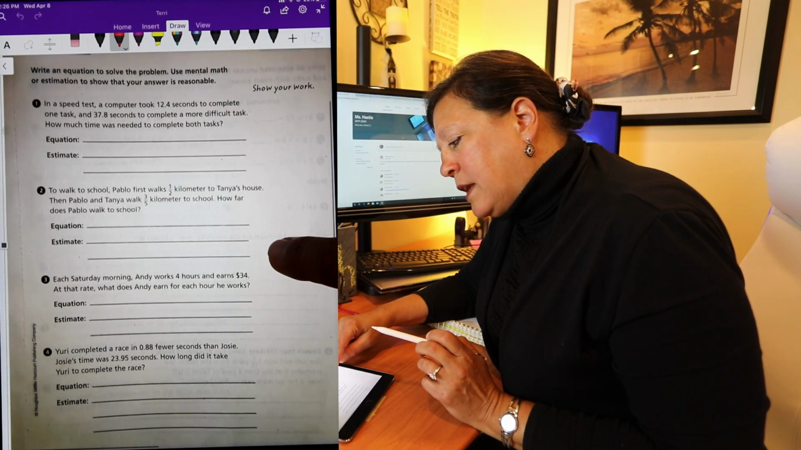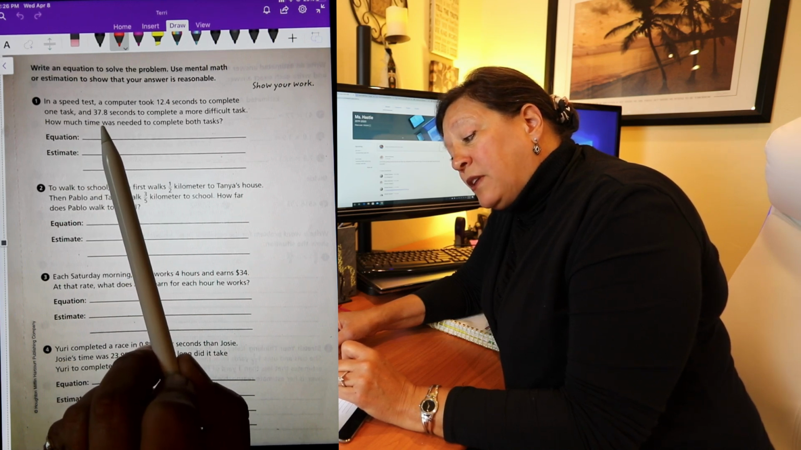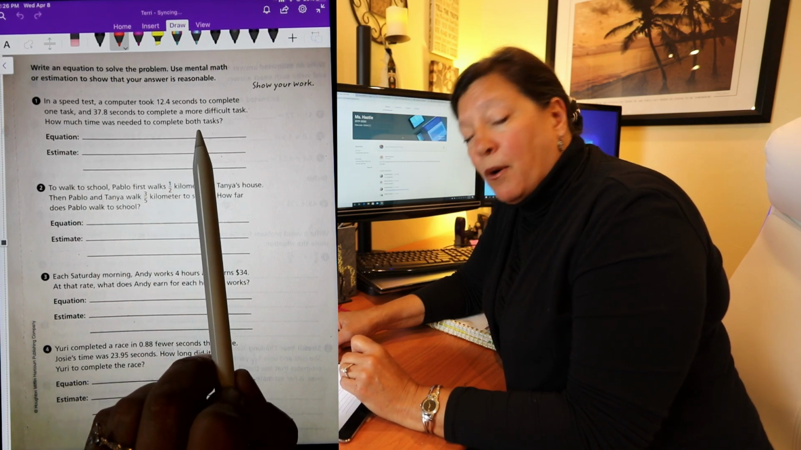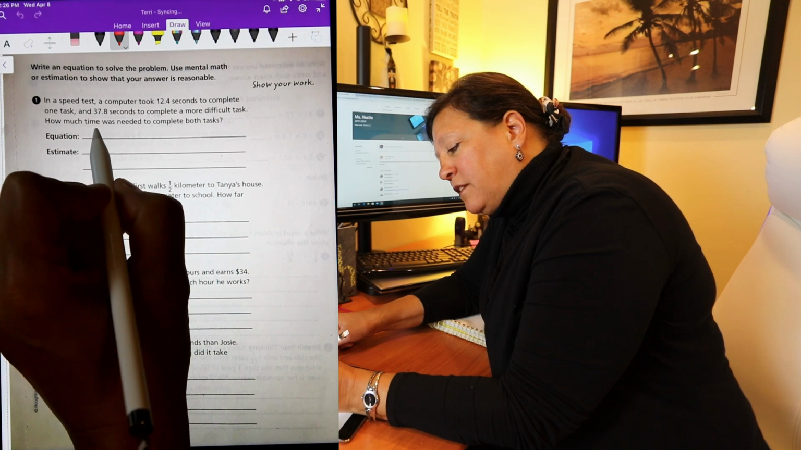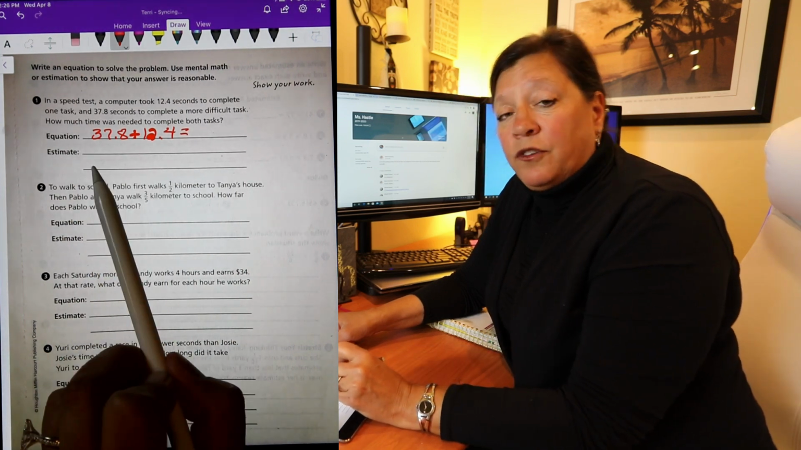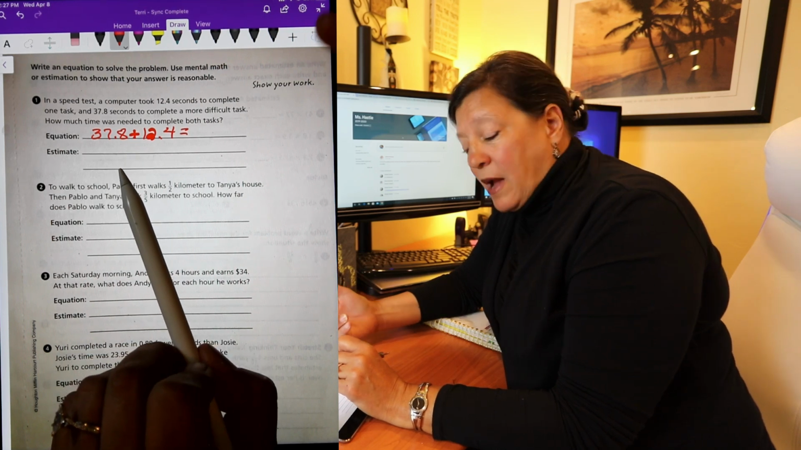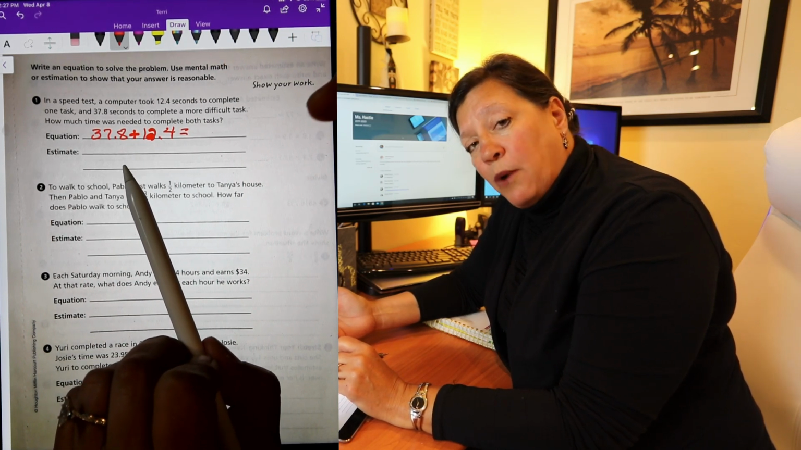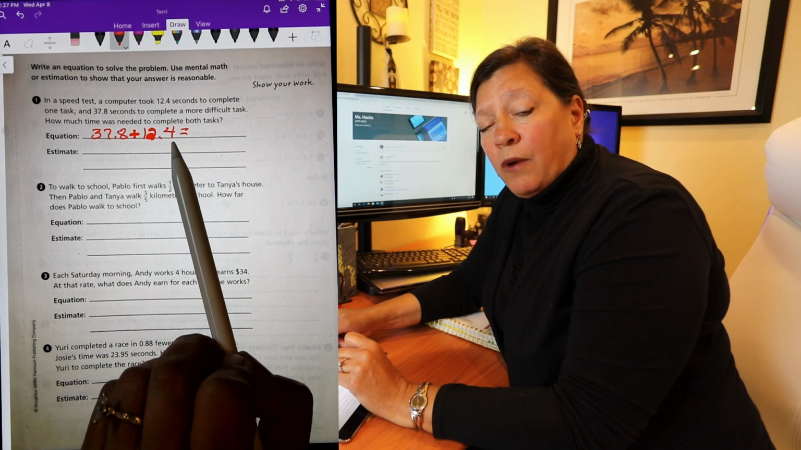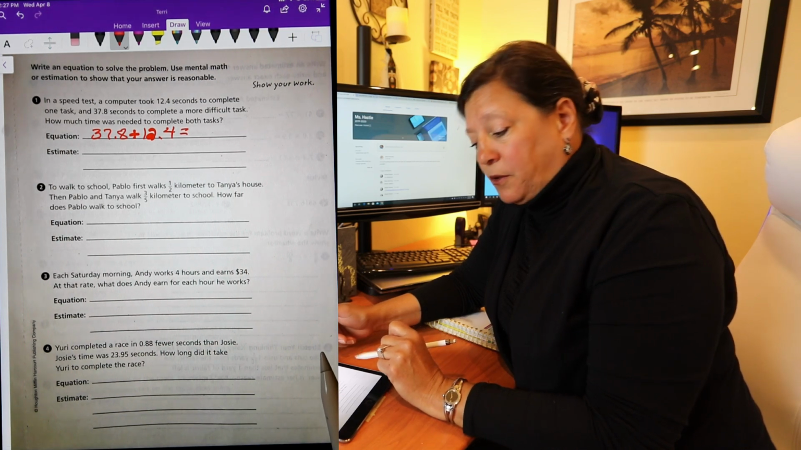6-4 homework. In a speed test, a computer took 12.4 seconds to complete one task and 37.8 seconds to complete a more difficult task. How much time was needed to complete both tasks? That's going to be an addition problem. So you're going to add those two together, but you're also going to estimate. If you were going to estimate 37.8, what nice round number would you round it to? It can be a nice whole number. And then you're also going to estimate 12.4. Round that one to a nice number that you can add together and make sure your answers are reasonable.